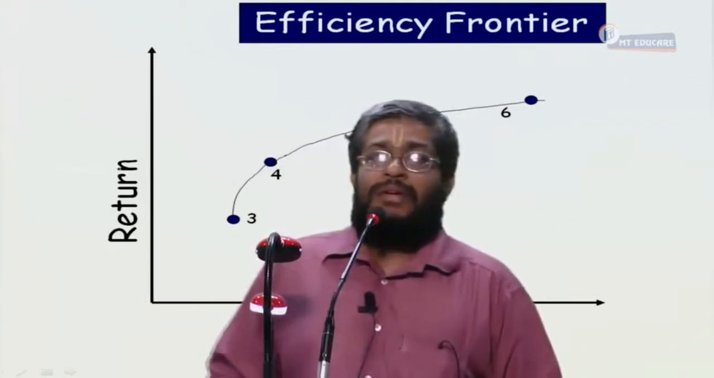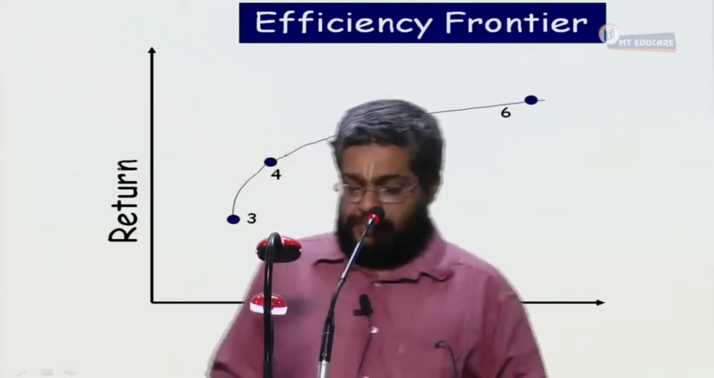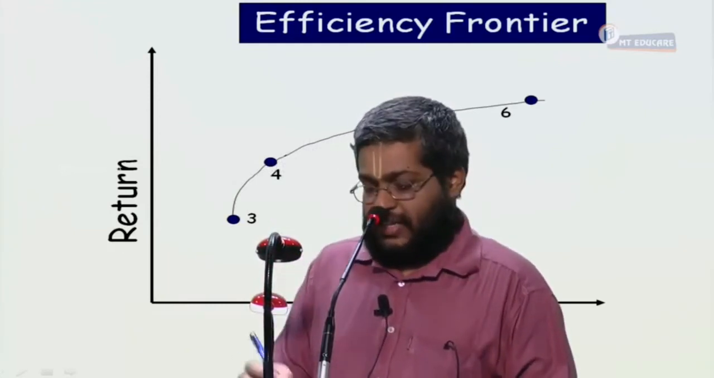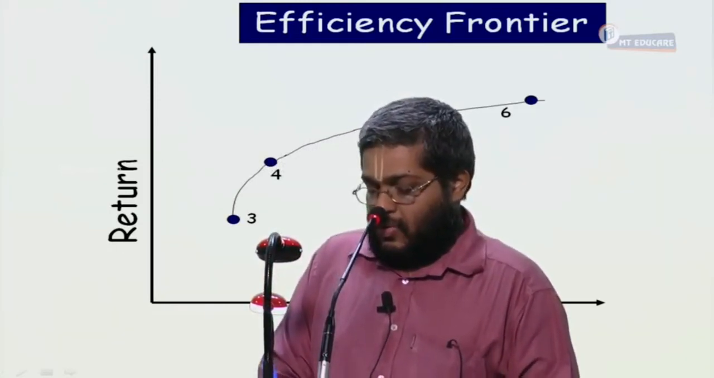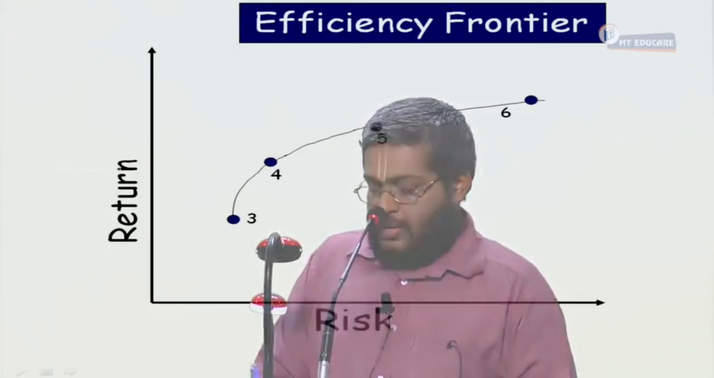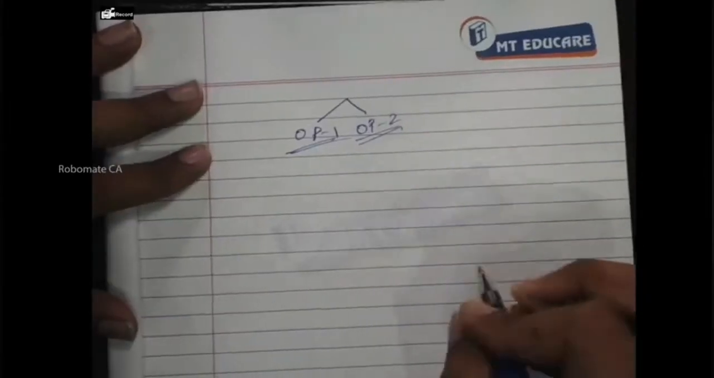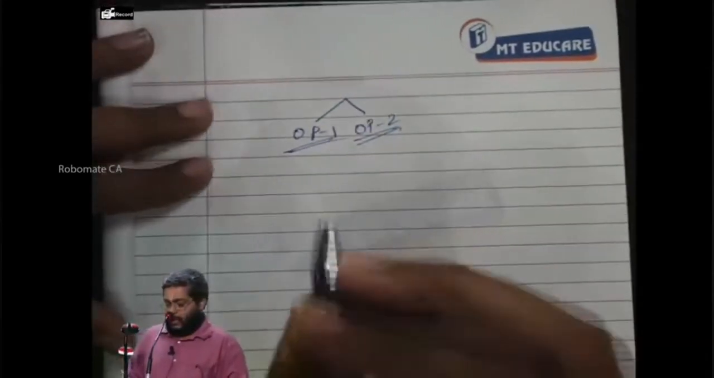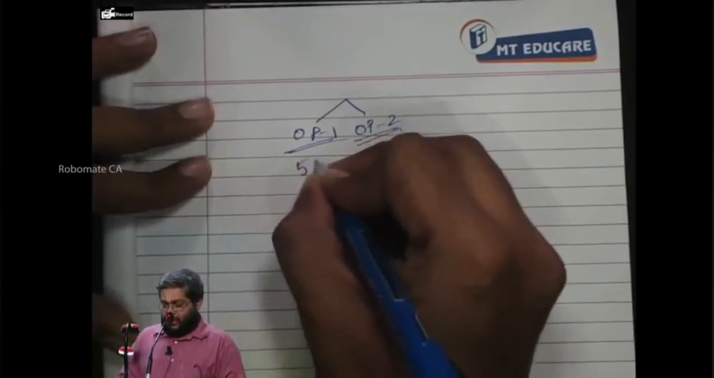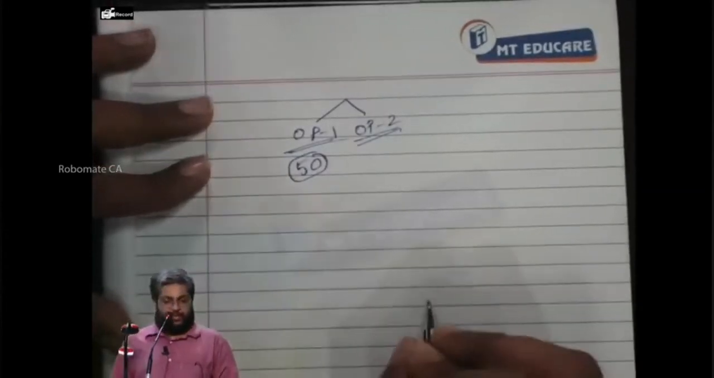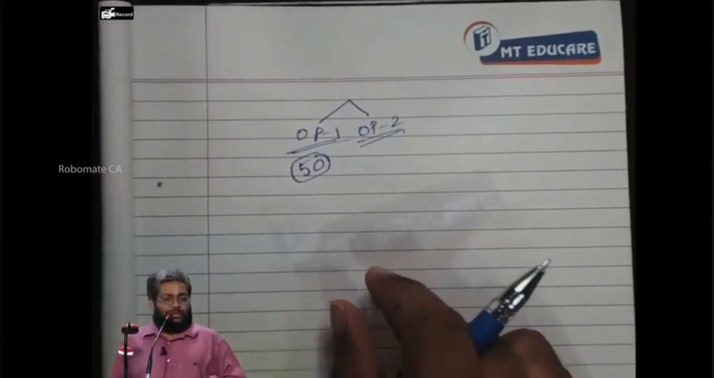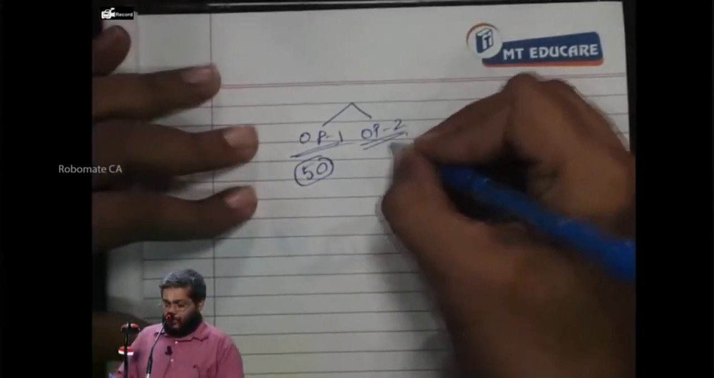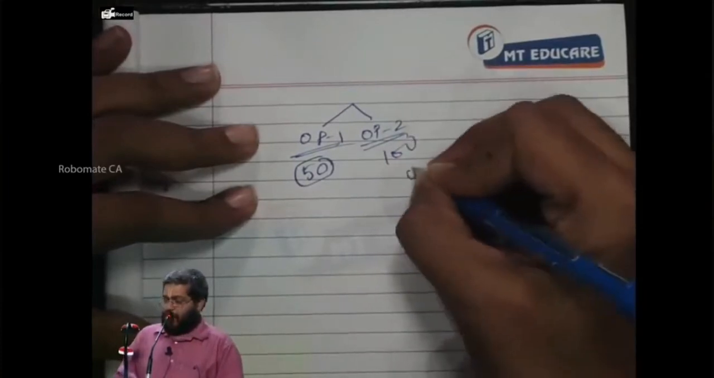See, let us take an example. You have 2 choices, option 1 and option 2. Option 1 will give a sure return of 50 rupees. If you go for option 1, you will be getting a 100% sure return of 50. Option 2 may give 100 or may give 0.